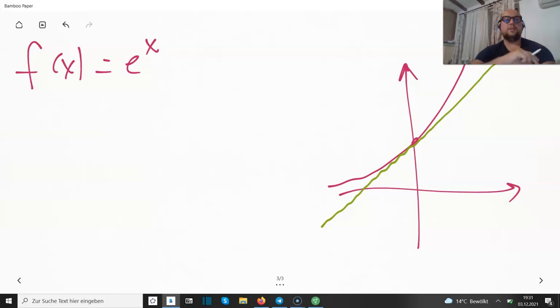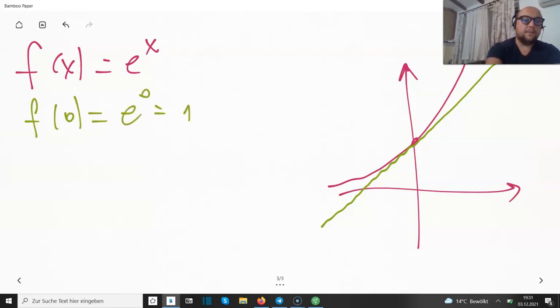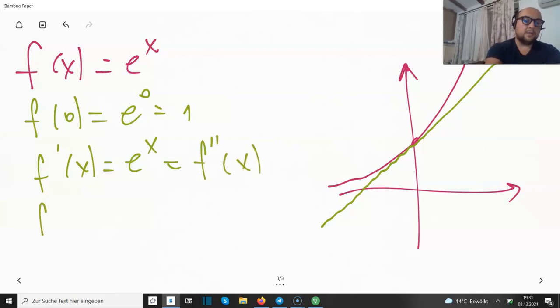understand more. So if we have e to the power of x, what is f of 0? Well, that's e to the power of 0, that's 1. What is f prime of x? Well, it's always e to the x. Let me write immediately here. F second prime is e to the power of x as well. So f prime at 0 is 1 again, and f second prime of 0 is also 1.